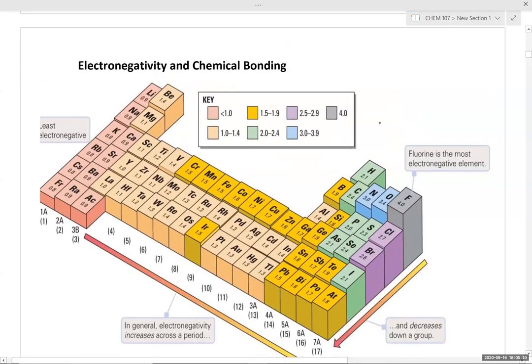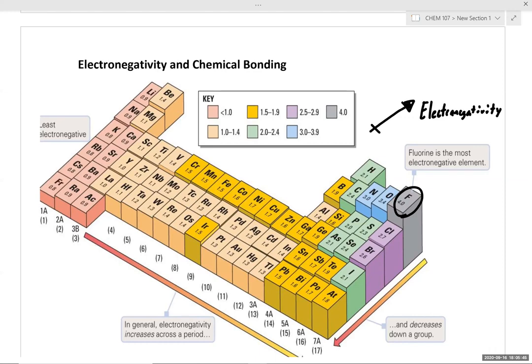If I had to draw an arrow for electronegativity trends, electronegativity increases going up and to the right on the periodic table. The most electronegative element, the king of electronegativity, is fluorine. Now, what does this mean? Well, depending on the electronegativity, your atom will pull electron density in a bond more or less effectively.